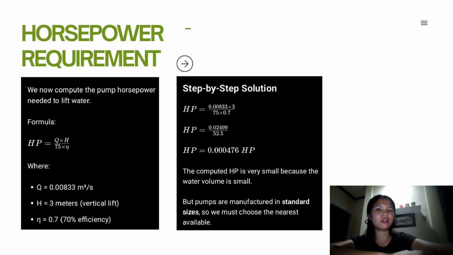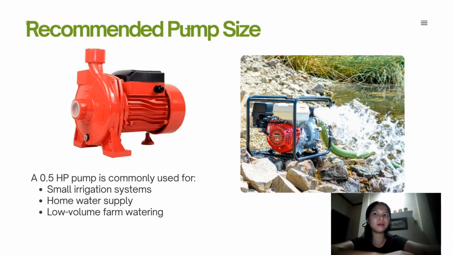The computed value is very small because the water discharge is small. But pumps are manufactured in standard sizes. So, we must choose the nearest available. Ang recommended pump size is a 0.5 horsepower pump, commonly used for small irrigation systems, home water supply, and low farm watering.